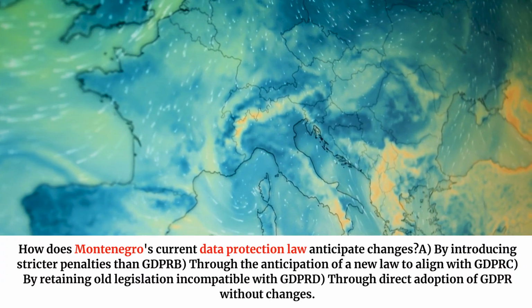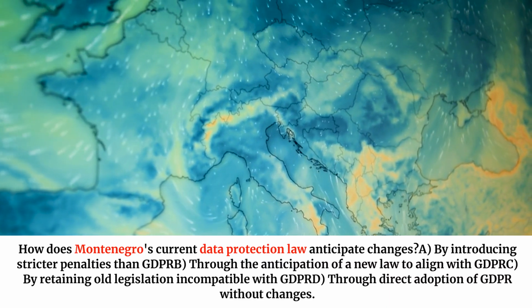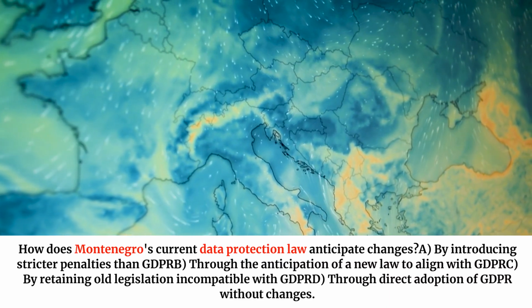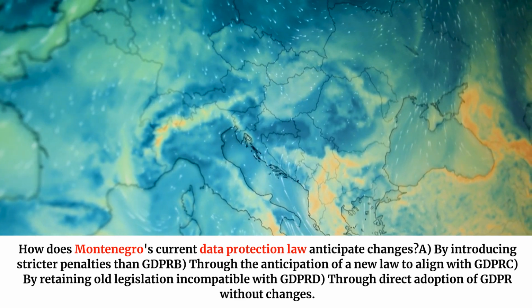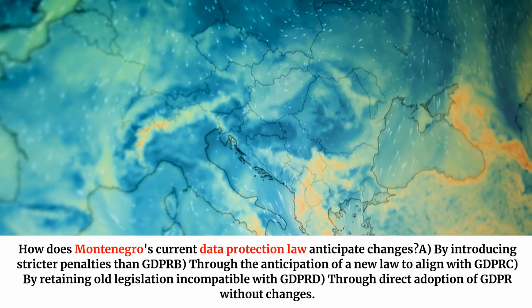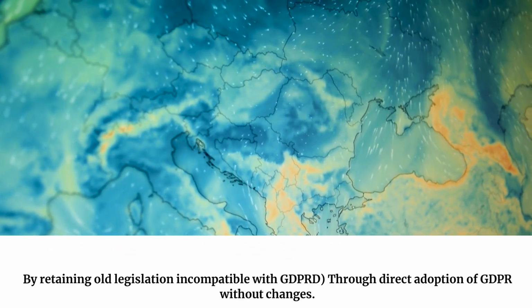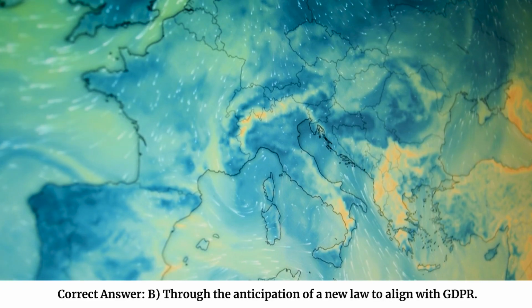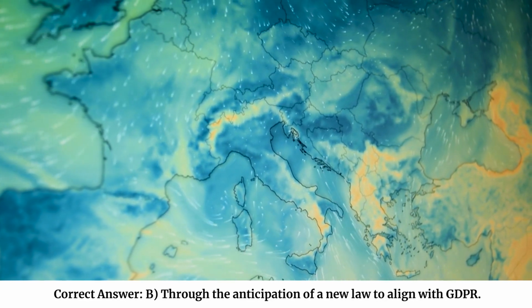How does Montenegro's current data protection law anticipate changes? A. By introducing stricter penalties than GDPR. B. Through the anticipation of a new law to align with GDPR. C. By retaining old legislation incompatible with GDPR. D. Through direct adoption of GDPR without changes. Correct answer. B. Through the anticipation of a new law to align with GDPR.